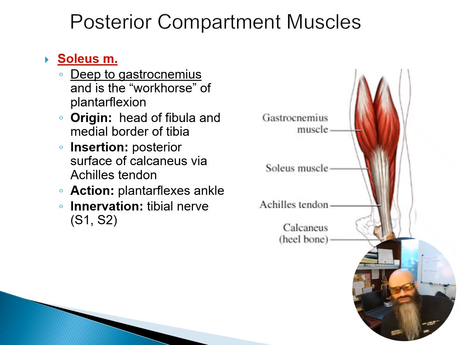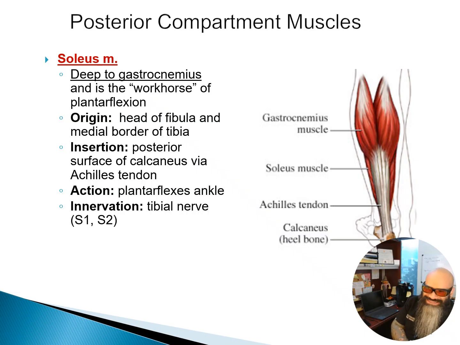Soleus is basically a much deeper muscle. It is an endurance muscle, what's called a workhorse. It does not cross the knee joint, so it originates from the fibular head and medial border of the tibia. Remember, gastrocnemius originates from the medial and lateral femoral condyles. Soleus does not cross the knee joint.